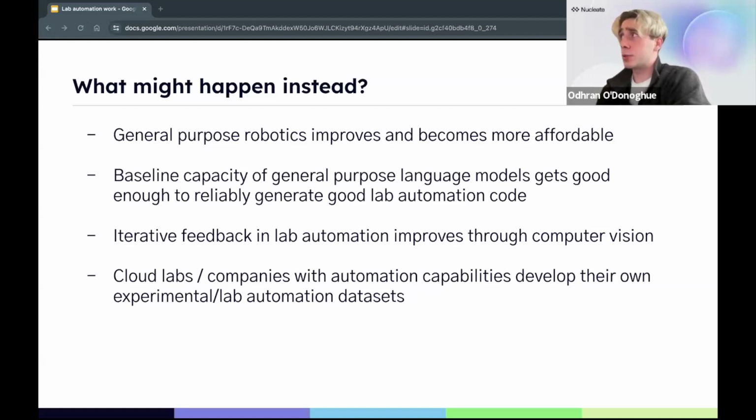Thirdly, I expect iterative feedback will improve. We already see we can get iterative feedback from language models on designing protocols through text. A big part of science is visual understanding, like looking at a cell dish and saying, hey, these cells are dead. Why is that? What's happened here? That visual feedback is going to be another thing which significantly improves performance.